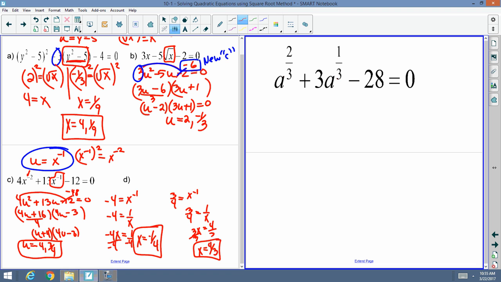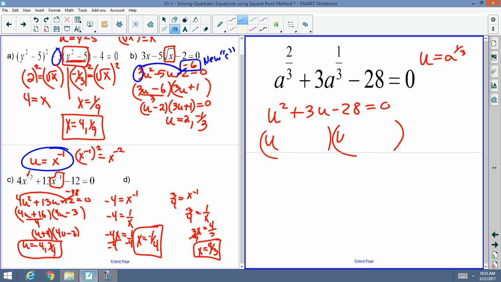What's my u? A to the 1/3. Very good. So this is u squared plus 3u minus 28 equals 0. Factor it. What times what is negative 28, but when added together is positive 3? Positive 7, negative 4. Great job. Equals 0. So u equals negative 7 and 4.